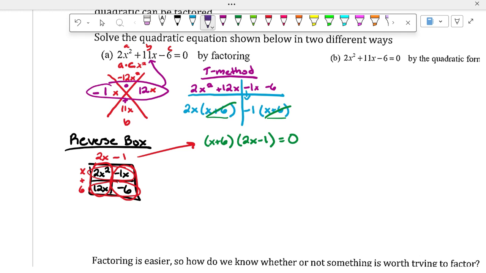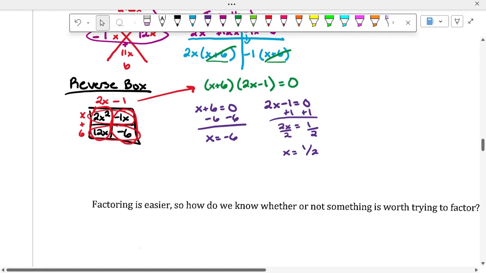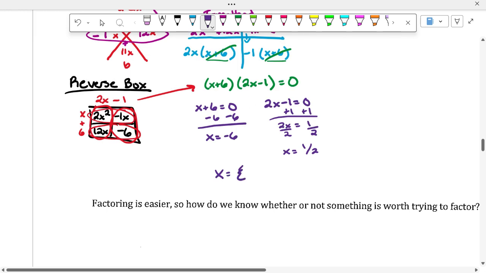Now, we've got the factors, so how do we solve? How do I solve by factoring? We put them both equal to 0, and then solve those little mini equations separately. So I'm going to subtract 6 from both sides. X is equal to negative 6. Add 1 to both sides, and then divide by 2. X is equal to 1/2. So x is equal to the set of negative 6 and 1/2.